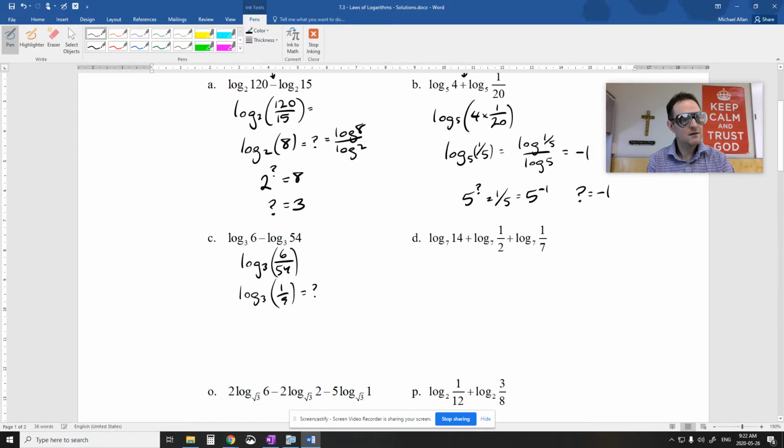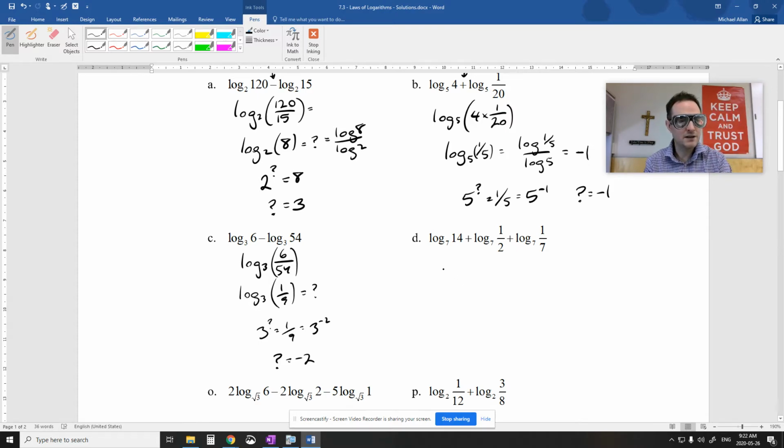Okay. Now we can do the same thing. 3 to the question mark is equal to 1 over 9. Remember, 9 is 3 squared, and it's upside down, so it's going to be 3 to the -2. So that question mark is equal to -2. But again, you could just do it the same way we did before up there.